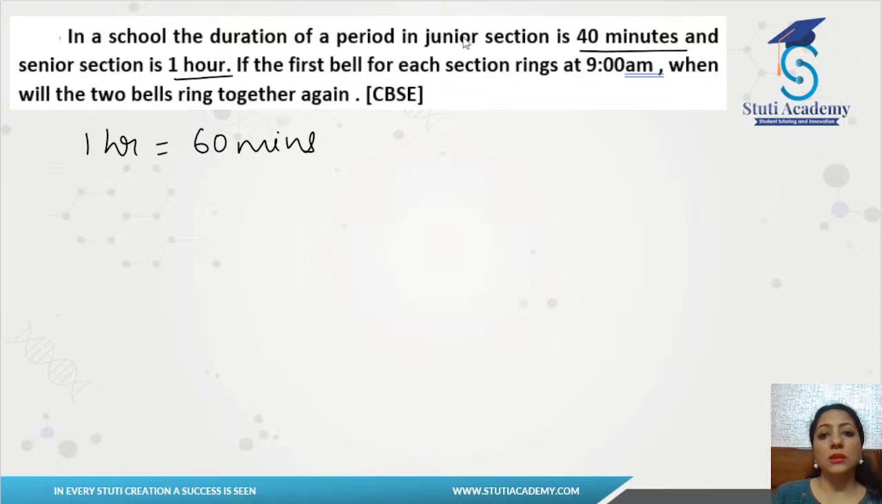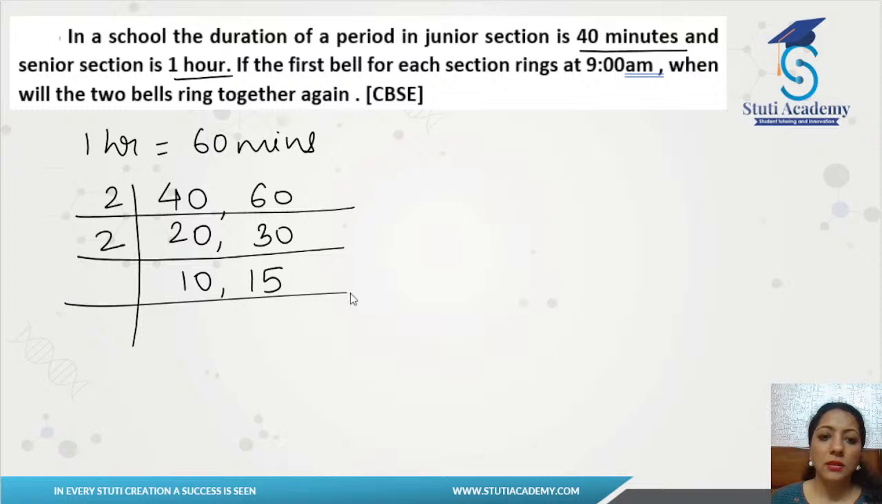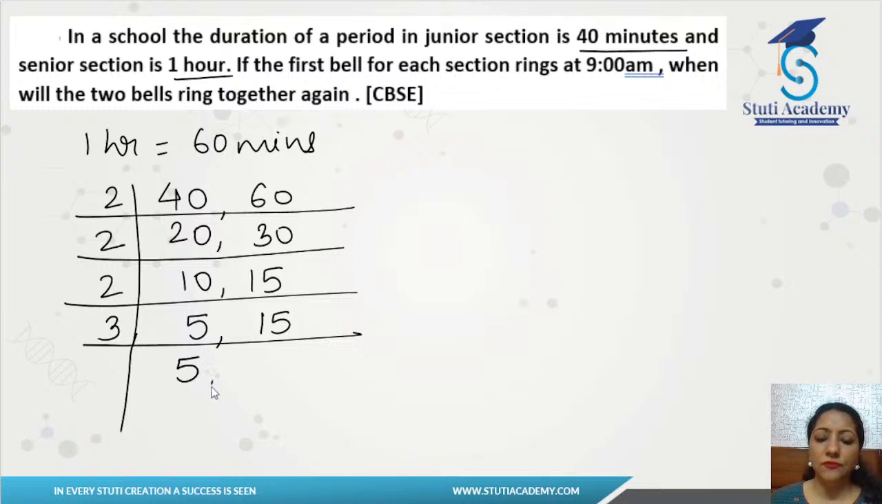So in this case, I want the bells to ring again together. I'm going to solve for the LCM of 40 minutes and 60 minutes here. So let us see. We have 40 and 60 here. We can divide this by 2. We'll get 20 here and 30 here. Then we'll divide by 2. We are going to get 10 and 15. Then by 2, we are going to get here 5. And this is not divisible by 2. We'll write 15 as it is. Now this will be divided by 3. We are going to get 5 and 5. Finally, we have 5 here.